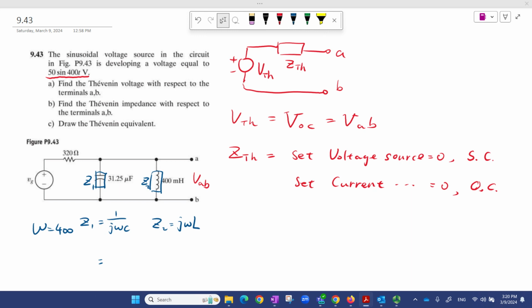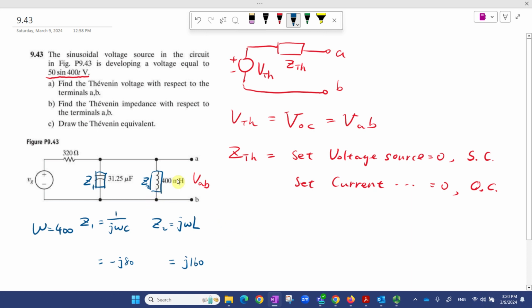We will get that the first one, Z1, equals negative j80, and Z2 equals a positive j160. So the inductor is always positive, and the capacitor is always negative j, because you can see that there is a j there. If we multiply j on the bottom and top, you will find it equals a negative j. All right, after that we're going to simplify the circuit.